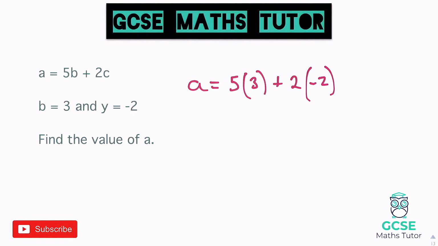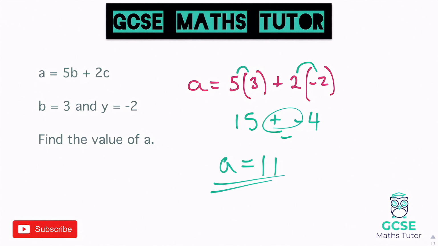All we have to do is now multiply these. So 5 times 3 is 15. 2 lots of negative 2 is negative 4. And we're adding these together. So 15 add negative 4 is 11. Remembering that these just become a takeaway. So it's 15 take away 4. So a would equal 11. There you go. Just something to remember there. Whenever you're subbing numbers in, always put them into a bracket, just so that you can sub them in and then deal with the calculations later.